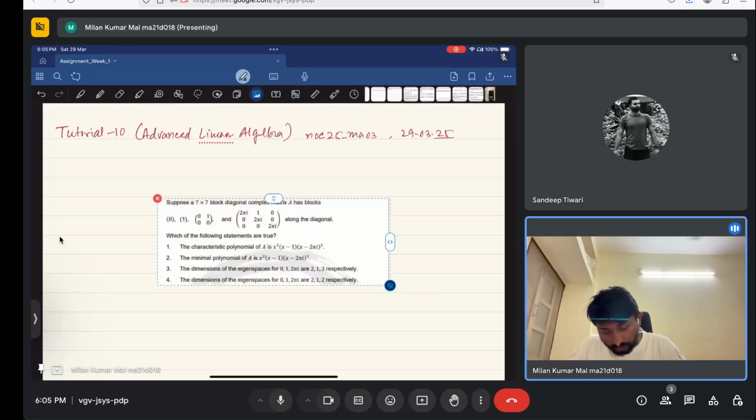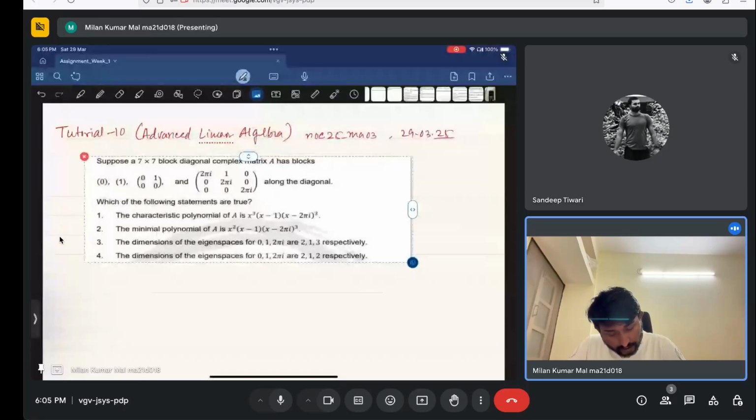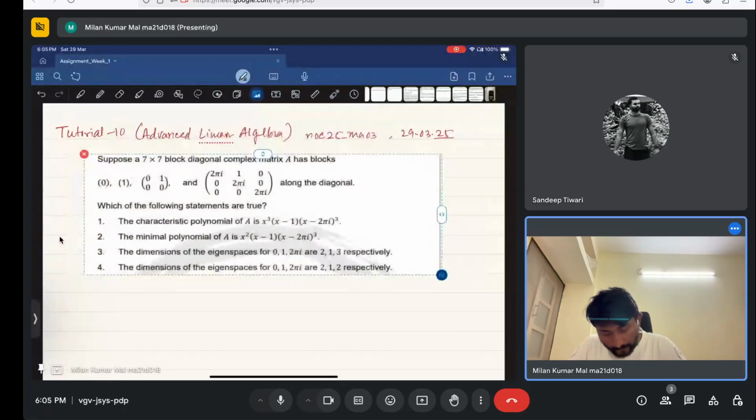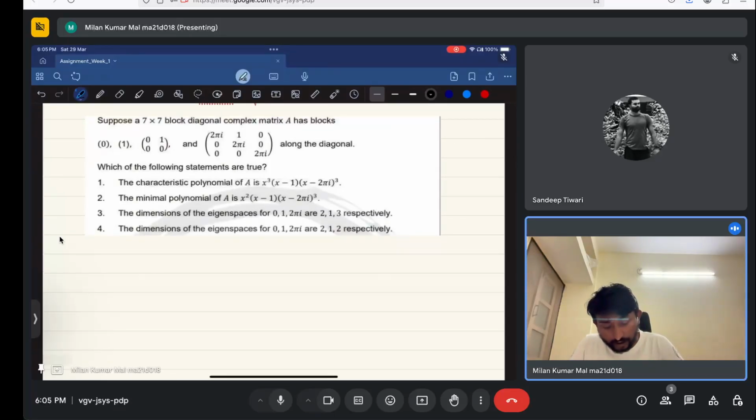Let's start from here. This is a problem from the NET exam, probably 23, though I can't remember properly which session it was. This is regarding the Jordan canonical form, which is already done. So let's try this problem. The question is: suppose a 7 by 7 block diagonal complex matrix A has blocks 0, 1, 0, 1, 0, 0, and 2 pi I, 1, 0, 2 pi I along the diagonal, and which of the following statements are true.